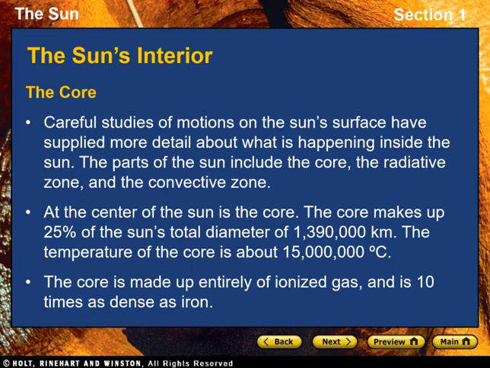The core. At the center of the Sun is the core. The core makes up 25% of the Sun's total diameter of 1,390,000 kilometers. The temperature of the Sun's core is about 15 million degrees Celsius. No liquid or solid can exist at such a high temperature. The core, like the rest of the Sun, is made up entirely of ionized gas.